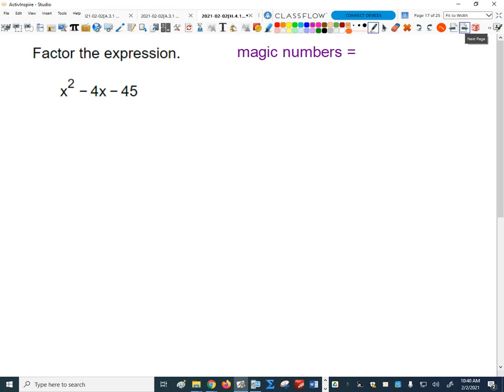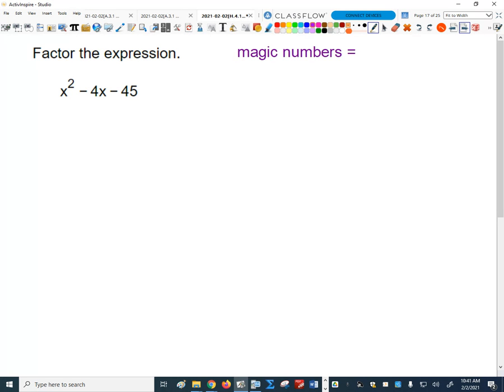What are my magic numbers here? What do they have to multiply to? Andrew Saxton, magic numbers multiply to what and add to what? Questions for Andrew Saxton. How about you, Rebecca Bercham? They have to add up to negative 4 and multiply to negative 45.